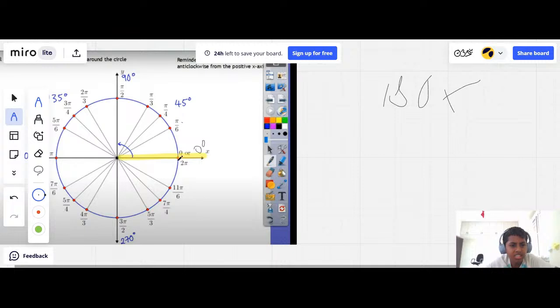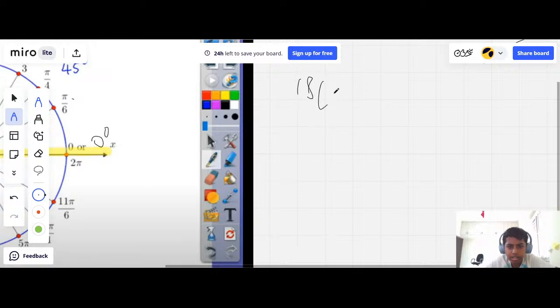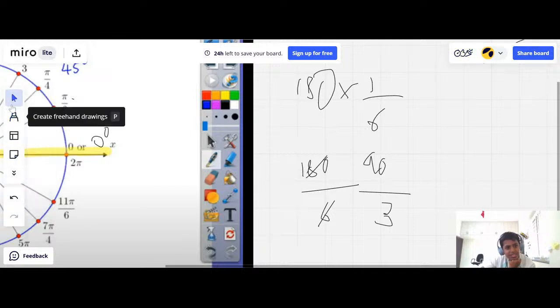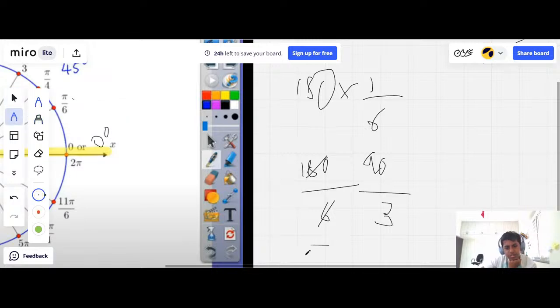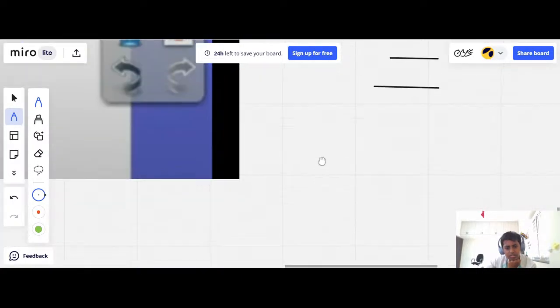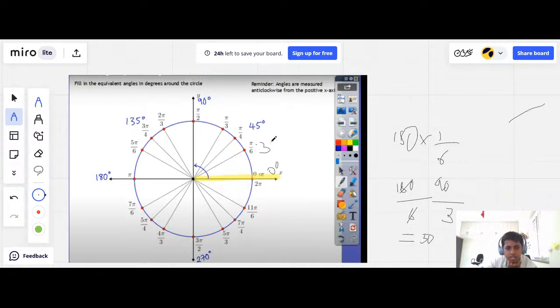So 180 into 1/6, which is just 180 divided by 6, 90/3, which is equal to 30. So this is 30 degrees. I can't write, it's not letting me write.